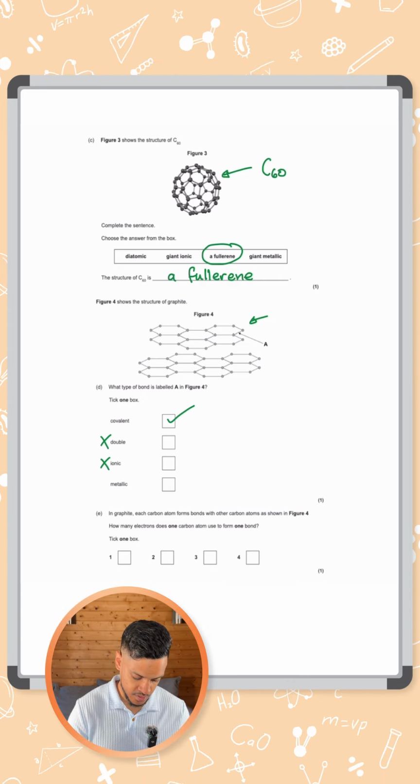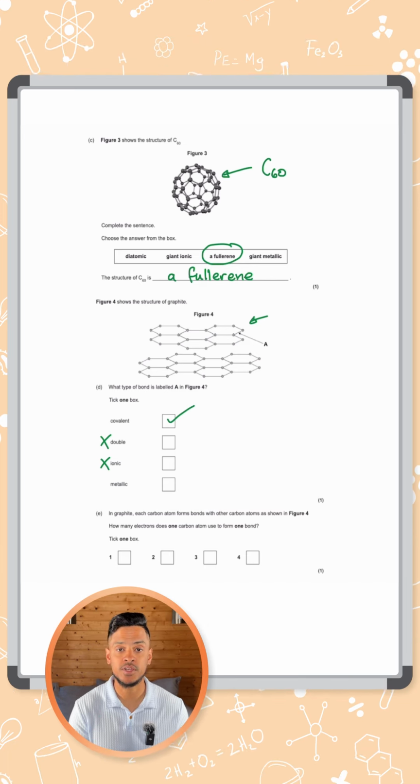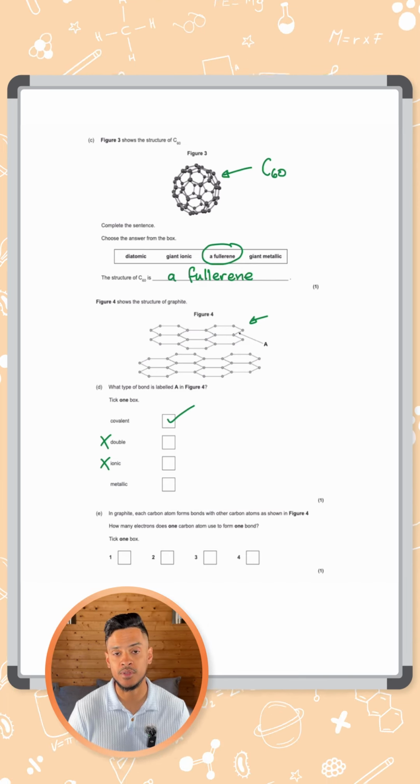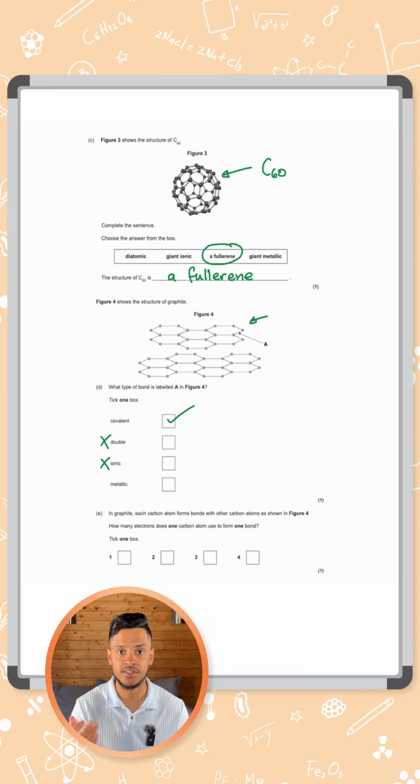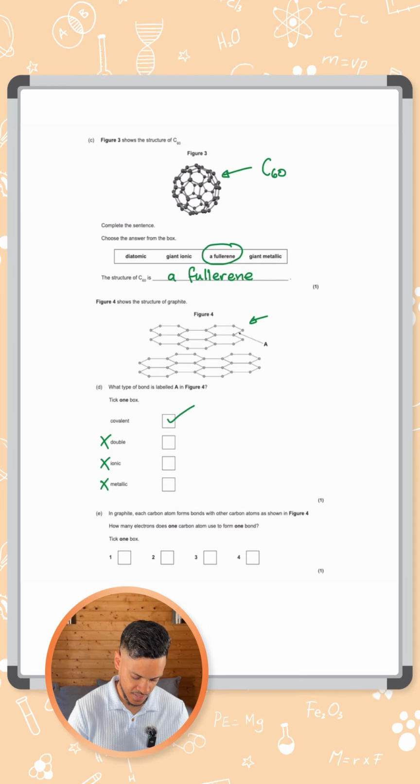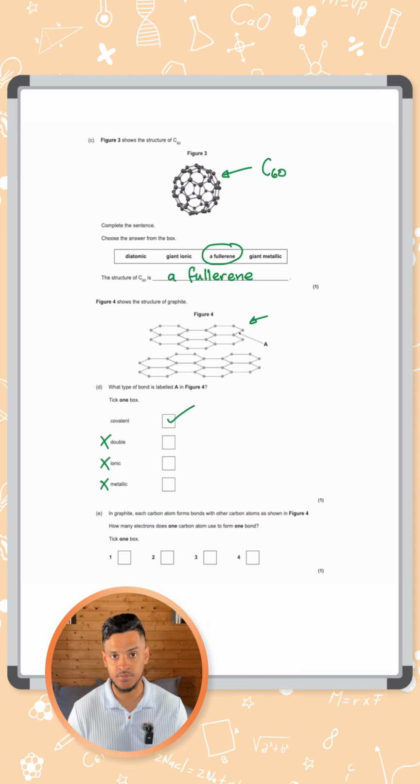They're not ionic bonds. Ionic bonds is between a metal and non-metal. This is just between carbons, so that's between non-metals, so that's covalent bonds. And it's not metallic because, again, there's no metals involved here.